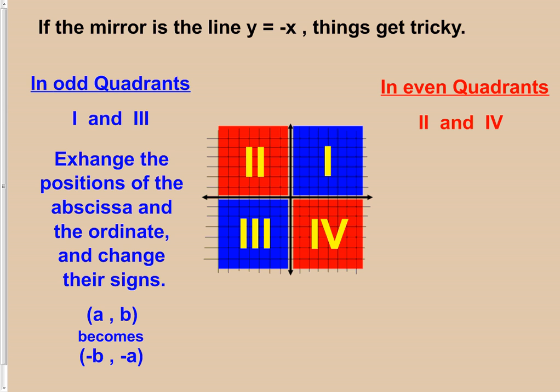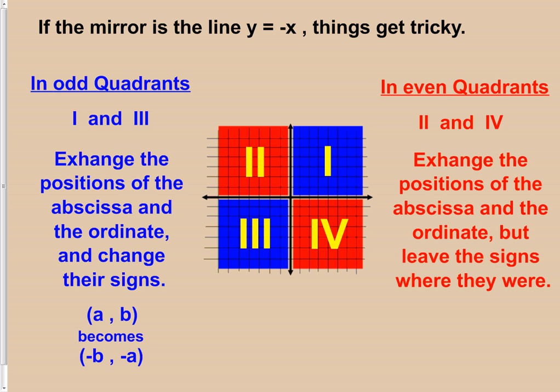Because a might be a negative value to begin with, and then when you change its sign, it might become positive. B might be a negative value to begin with, and then when you change its sign, it becomes positive. The point is, a and b are going to switch places, and a and b are both going to change their signs if we are in the odd numbered quadrants reflecting across y equals negative x. In the even numbered quadrants, once again, we're going to exchange the positions of the abscissa and the ordinate, but we're going to leave the signs as they were.